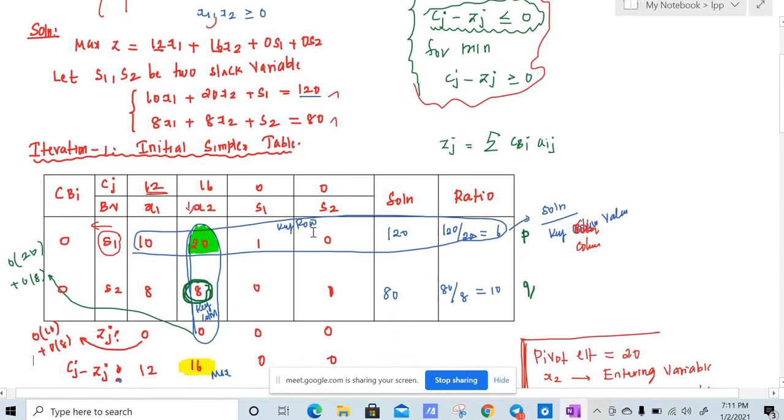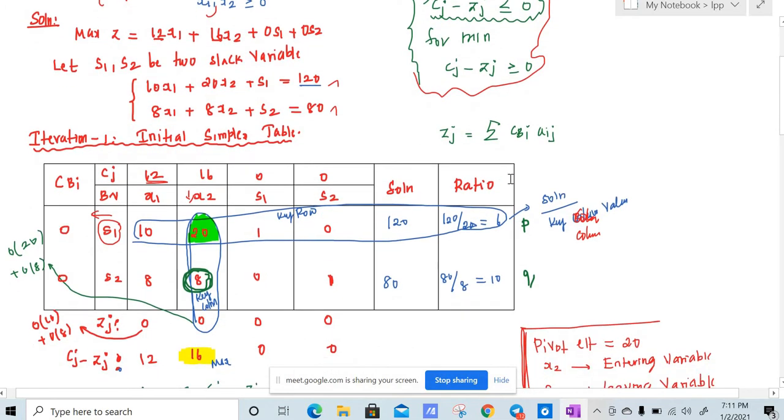Now we need to form Zj. Zj is the summation of Cbi into Aij. So 0 into 10 plus 0 into 8. For the initial simplex table, our Zj value will always be 0, right? Because we are multiplying 0 into something plus 0 into something, so it will always be 0. And we need to find Cj minus Zj. Cj is 12, so 12 minus 0 is 12. 16 minus 0 is 16. 0 minus 0 is 0. 0 minus 0 is 0.